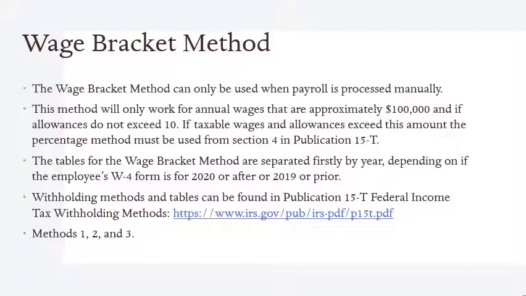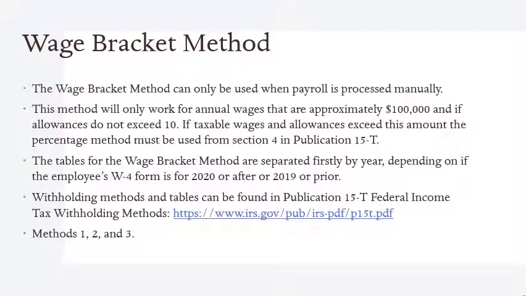Next, let's talk about the wage bracket method. This method can only be used when payroll is processed manually. This method only works for annual wages that are approximately $100,000 and if allowances do not exceed 10. If taxable wages and allowances exceed this amount, then the percentage method must be used from Section 4 in Publication 15T. The tables for the wage bracket method are separated firstly by year and depending on if the employee's W-4 form is for 2020 or after or prior to 2019.